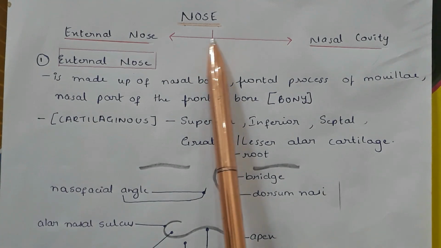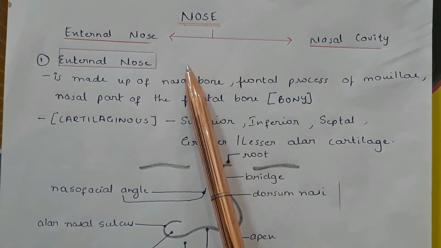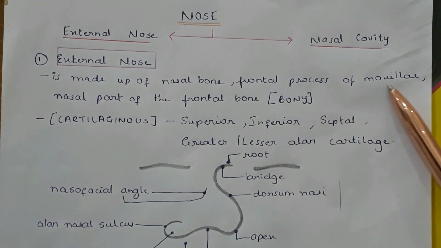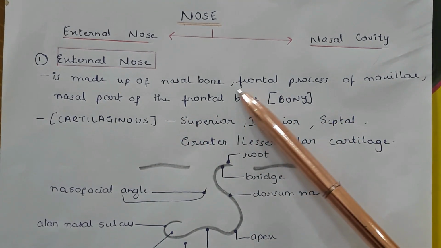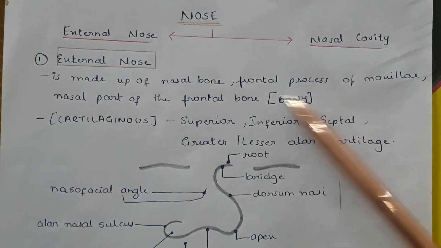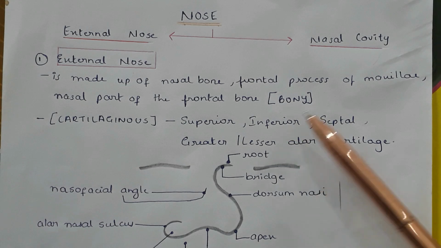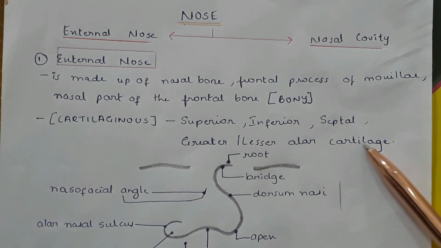The nose is classified into the external nose and the nasal cavity. The external nose is made up of the nasal bone, the frontal process of the maxillae, and the nasal part of the frontal bone. All these form the bony part. The cartilaginous part includes the superior, the inferior, the septal, the greater, and the lesser alar cartilage.